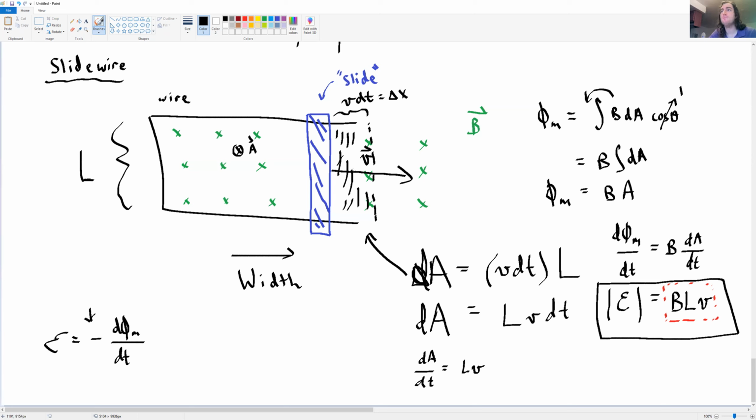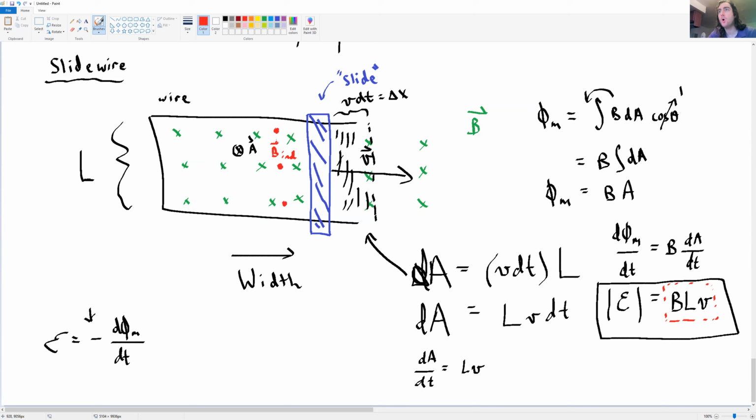Well, if this thing is moving to the right, then the flux in this loop is increasing, right? We're going to have more crosses in the area if we move this thing to the right. So that means we should generate a current which is going to give us an induced magnetic field in the opposite direction on this side here. So the magnetic field that's induced should be in this direction.